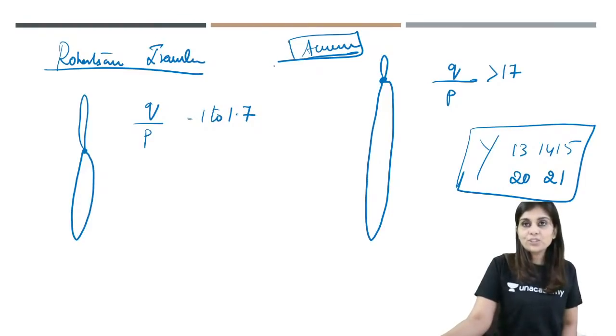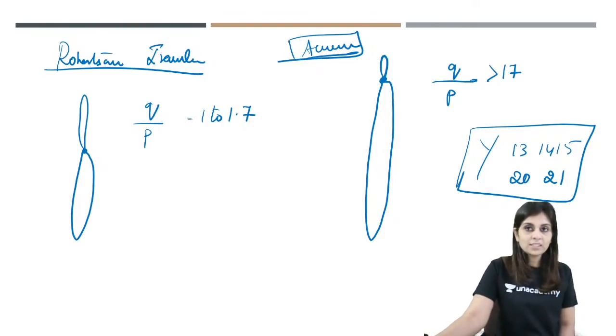The classical feature of these acrocentric chromosomes is that the short arms do not have any coding sequences. They have only repetitive sequences here. They do not have any coding sequences. Only then will you call it an acrocentric chromosome.